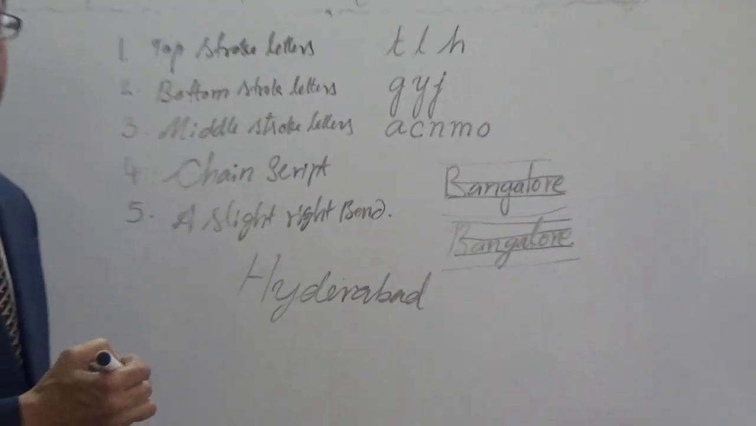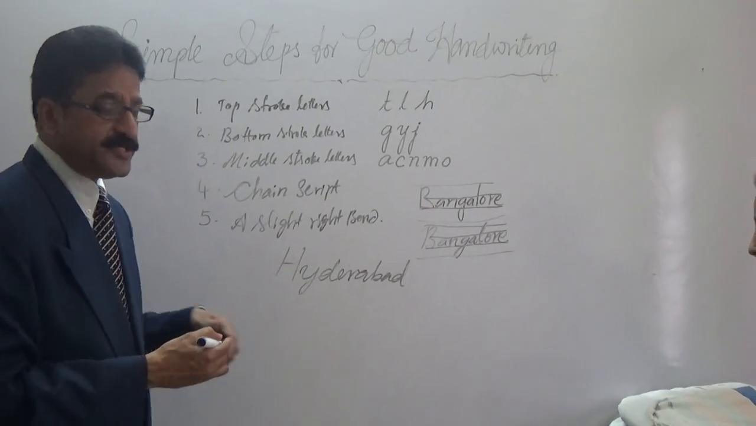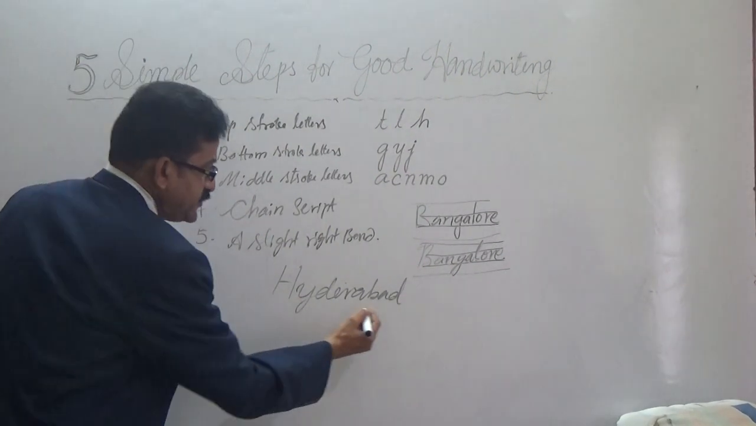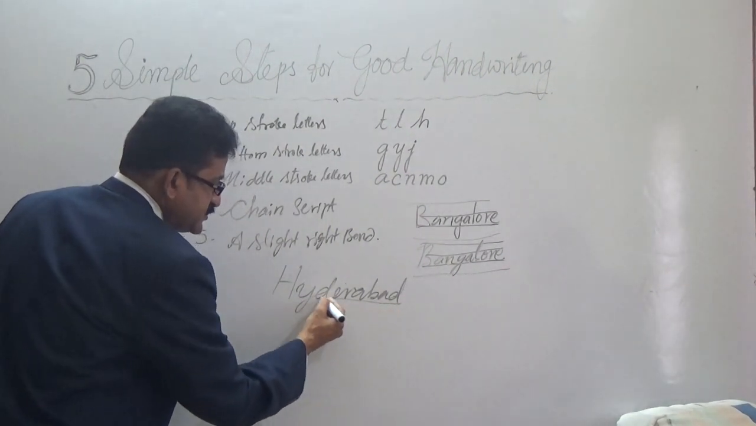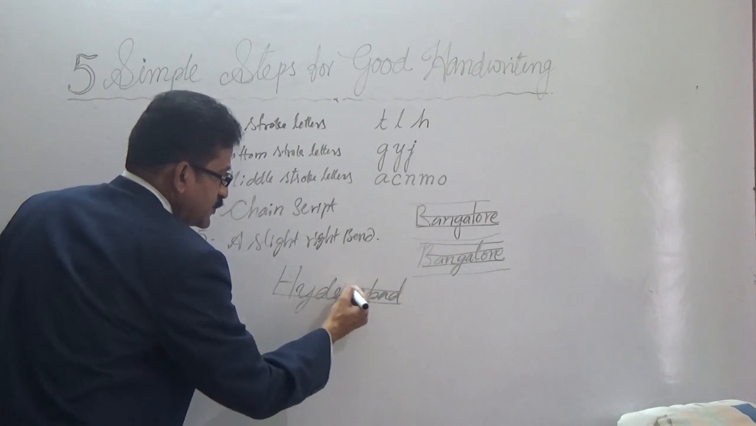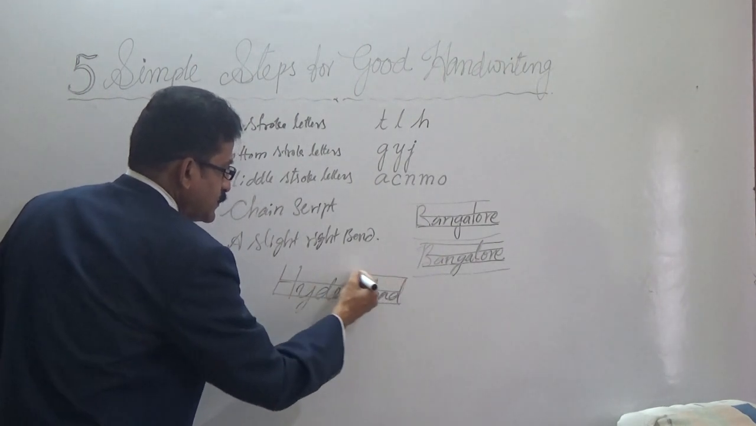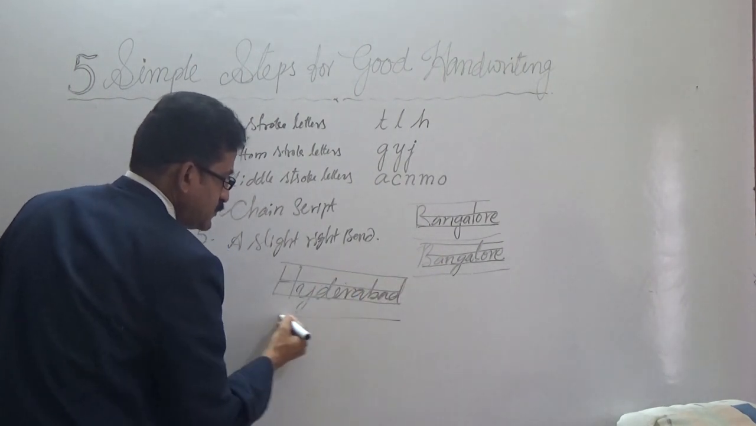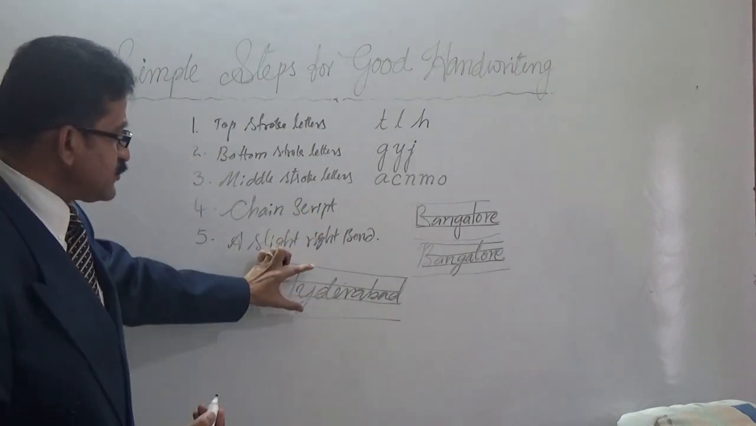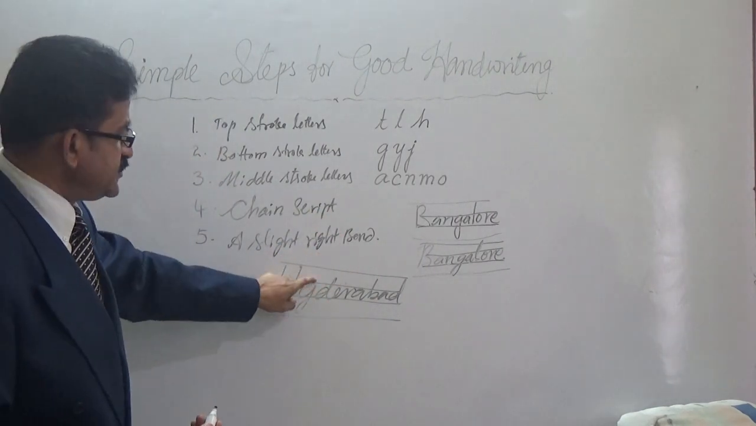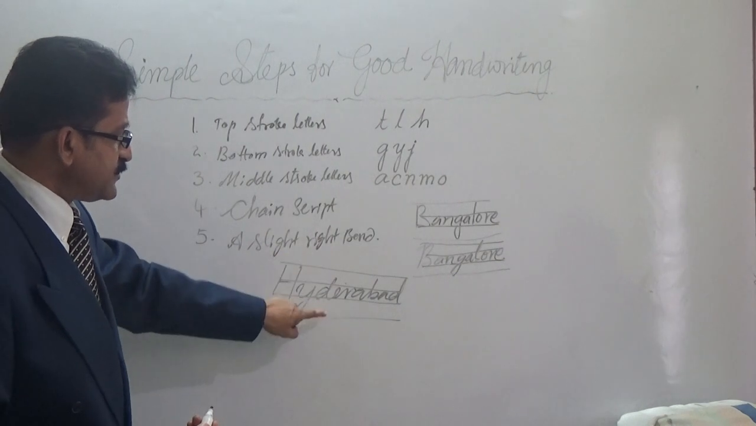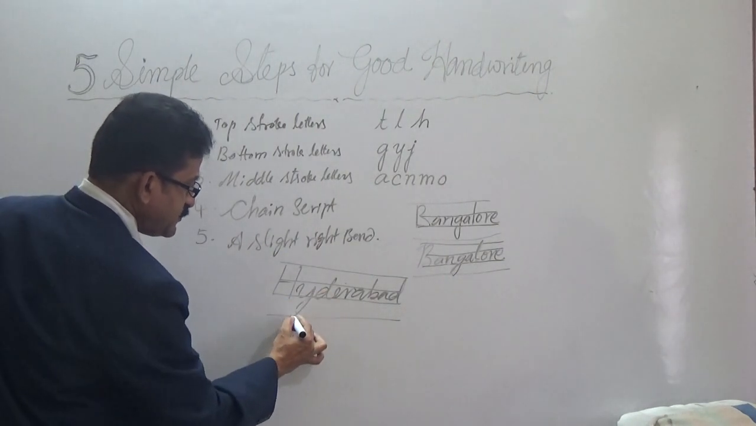Like this. When we write this chain script, it goes faster. And moreover, by writing like this, this is almost the formula in copywriting. These are the middle 2 lines, top line, bottom line. See here, it comes to the bottom line.